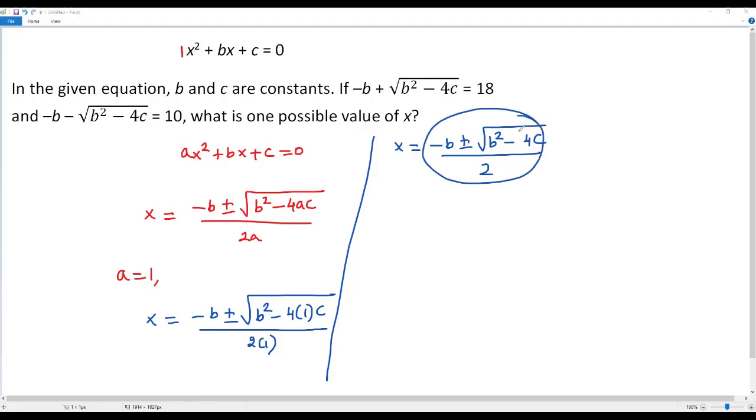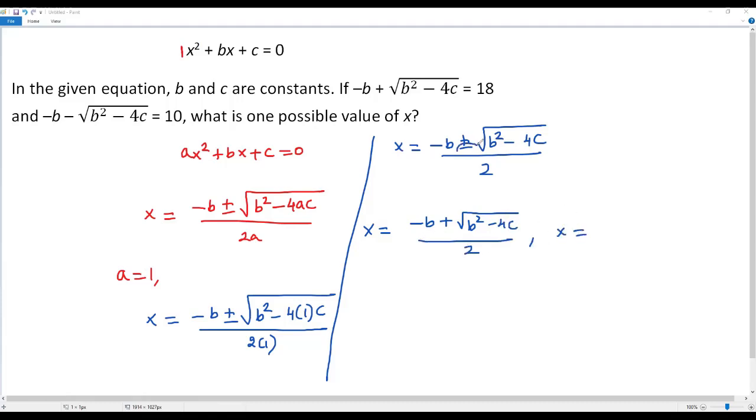Now we can split this into two parts. One time we can write it for the positive sign and another time for the negative sign. Then we'll have two values for x. The first value of x is -b plus the square root of b squared - 4c, divided by 2, and to get the second value of x we consider the negative sign. Then we get -b minus the square root of b squared - 4c, divided by 2. For the first one, -b + square root of b squared - 4c, we have the value 18 that's given in the question itself.